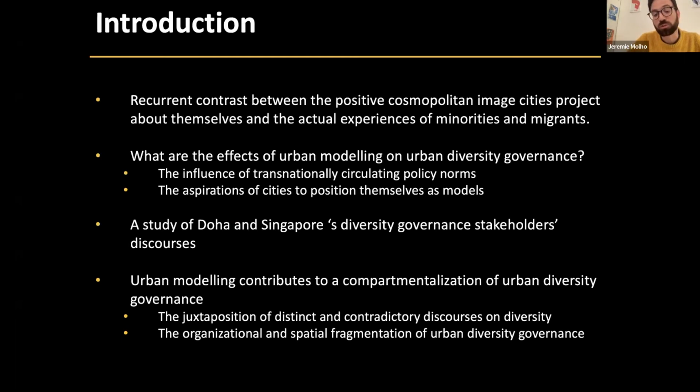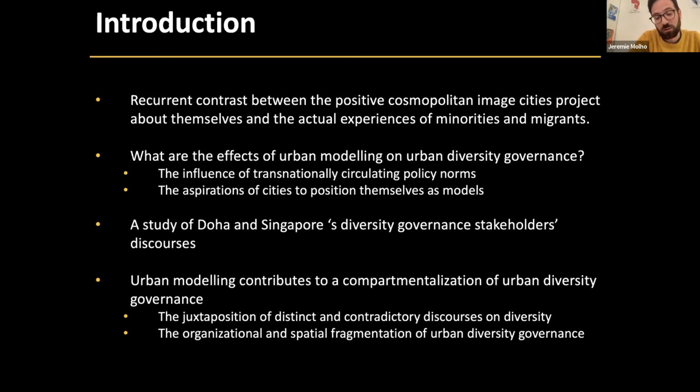And this crisis followed a series of events that have recurrently highlighted the contradictions that lie behind these global cities' successful models and their branding strategies promoting their rich diversity. So this raises the question of how these cities deal with these contradictions and how it affects the way they manage their diversity. The objective of this presentation is to analyze the role of policy modeling in shaping urban diversity governance. By urban policy modeling, what I intend is the way in which local policies are developed in connection with policies developed in distant locations.